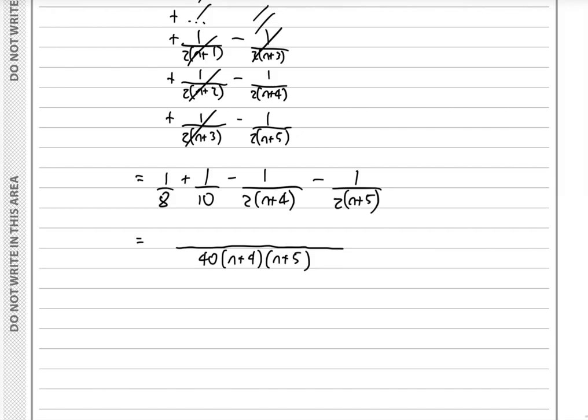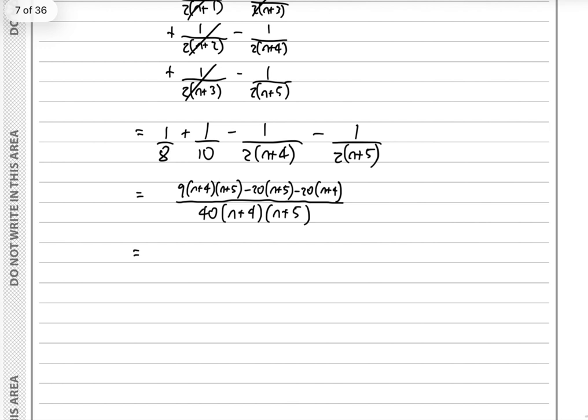Then we've got 5 lots of (n+4)(n+5) from the first fraction, plus 4 lots of the same thing in the second fraction, so change that to a 9, minus 20 lots of (n+5) from the third fraction, minus 20 lots of (n+4) from the fourth fraction. And now we have to simplify all of this.